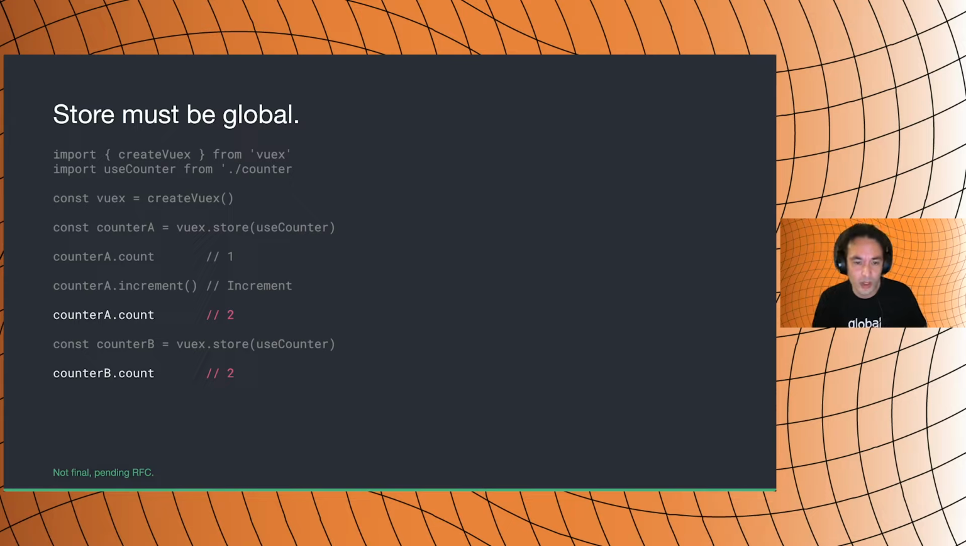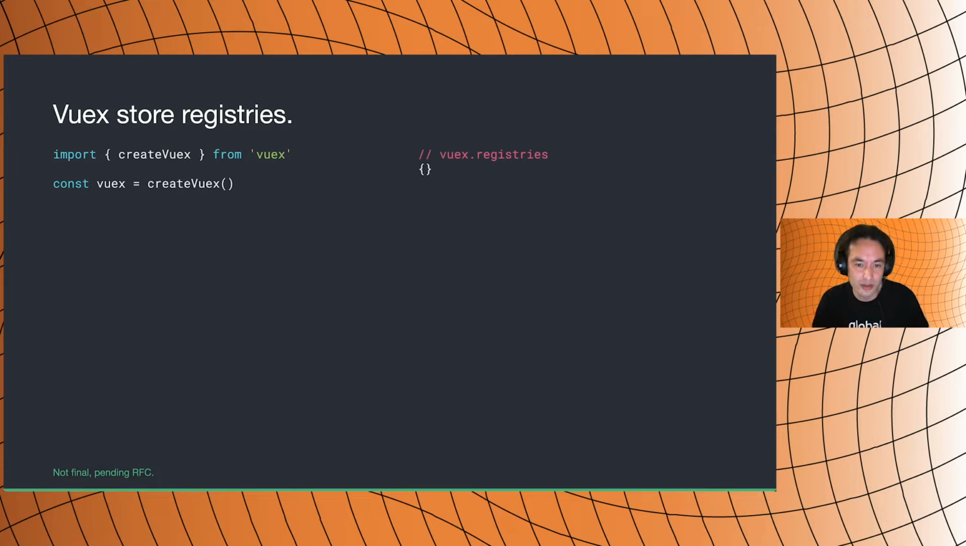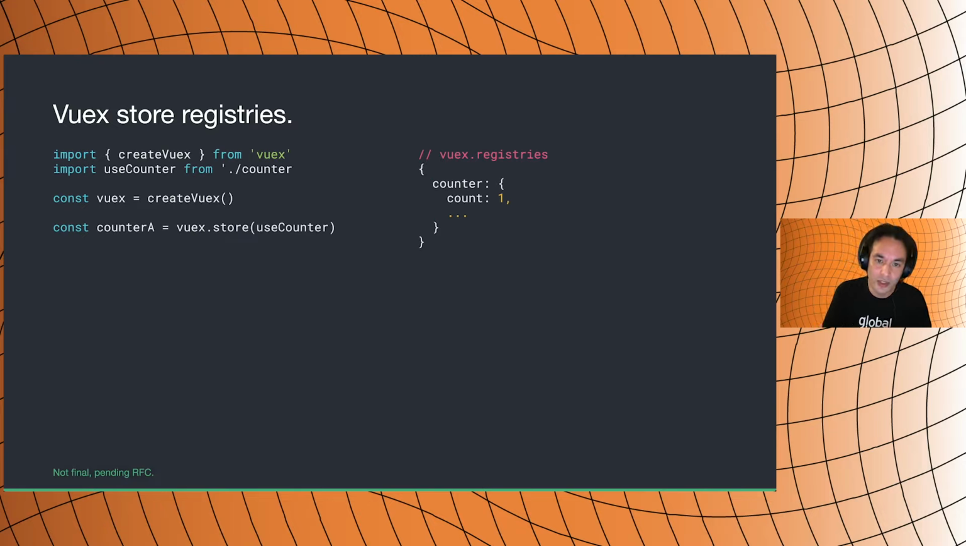Well, this is the reason why we have this new Vuex instance concept. At first, we're creating this Vuex instance here. This is actually creating a store registry inside Vuex, which is just a simple object that contains all of the stores that are being used inside the app. So at first, when we create a new Vuex instance, it would have an empty registry. It's just an empty object. Now, then we call useCounter for the first time. It creates a new store from the useCounter definition and registers it to the Vuex registry.